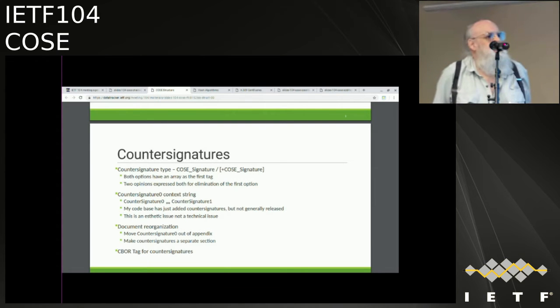Last item on this slide. We have gotten CBOR tags assigned for encrypt, encrypt 0, Mac 0, sign 0, sign 1. We didn't do one for counter signatures because I didn't think about it. And I'm not too sure that it makes sense. I'm basically bringing it up at this point purely as a completeness issue. I don't know of any situation where one would have a counter signature floating around on its own, a detached counter signature, such that it would actually need to be tagged as a counter signature.